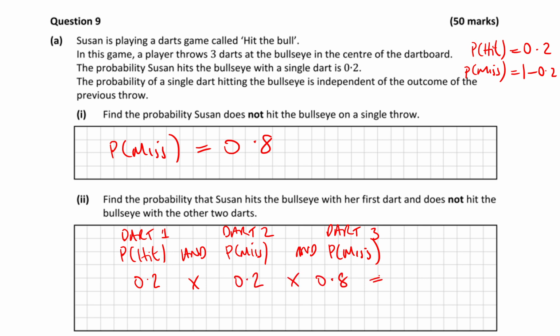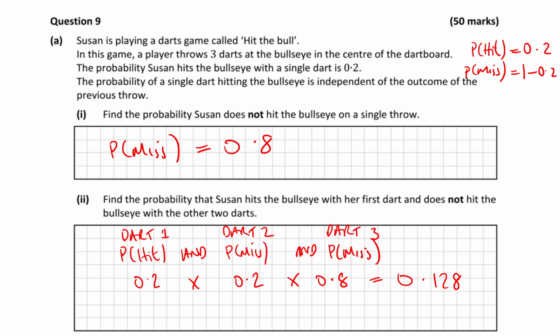So I don't know, you tell me what the answer there is. Something like 3.2? No, 0.32. 0.128. Sorry, way off there. Okay, that's the answer. Probability done. Next question.